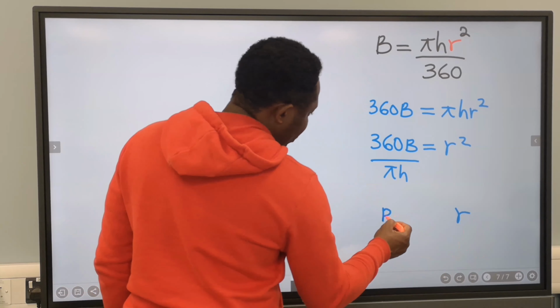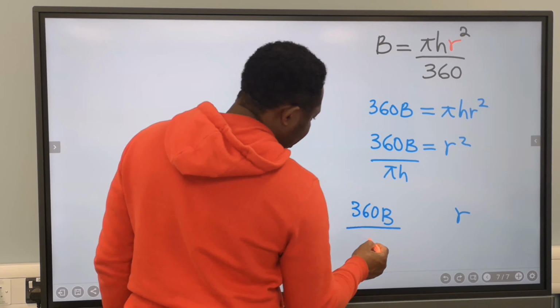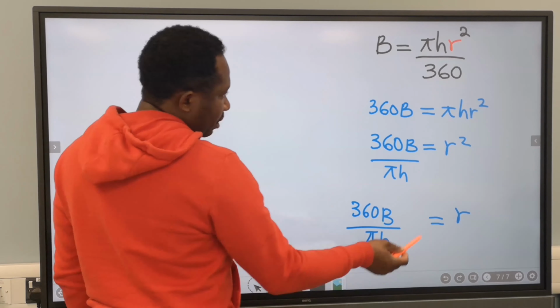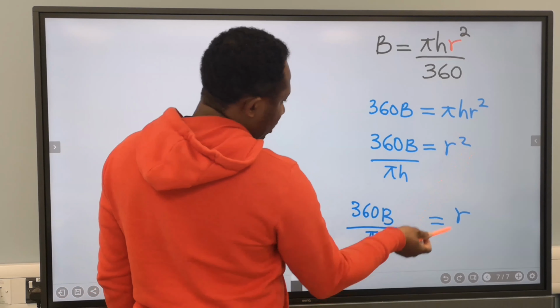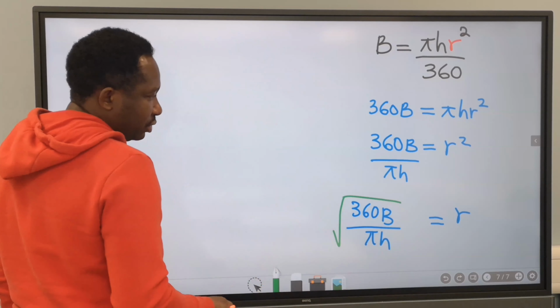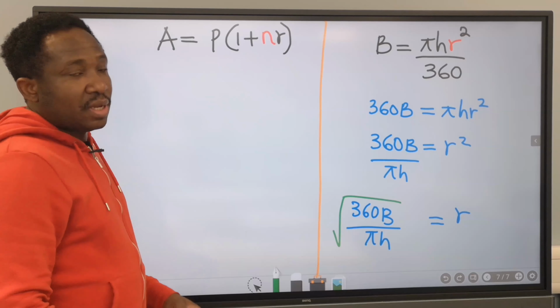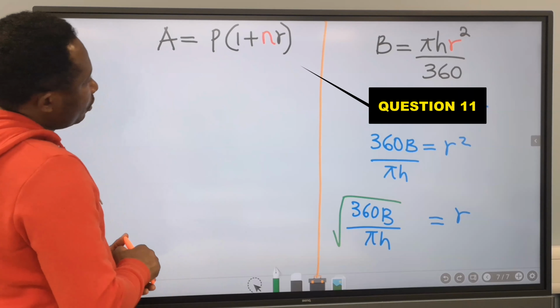Here I have 360b divided by pi h. But this r got squared. On the other side, this will become a square root. And this becomes our answer. Let's make n the subject here.